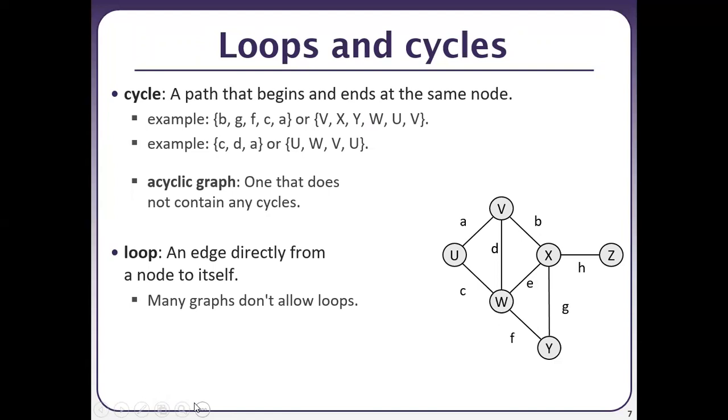Cycle. A path that begins and ends at the same node is a cycle. For example, the path from V to W, X, and W again, you can reach V. So this is an example of a cycle. A graph which contains a cycle is known as a cyclic graph. A graph that does not contain any cycles is called an acyclic graph. An edge directly from a node to itself, a self-loop, we call a loop. Many graphs don't allow loops, as it will lead to a deadlock condition.